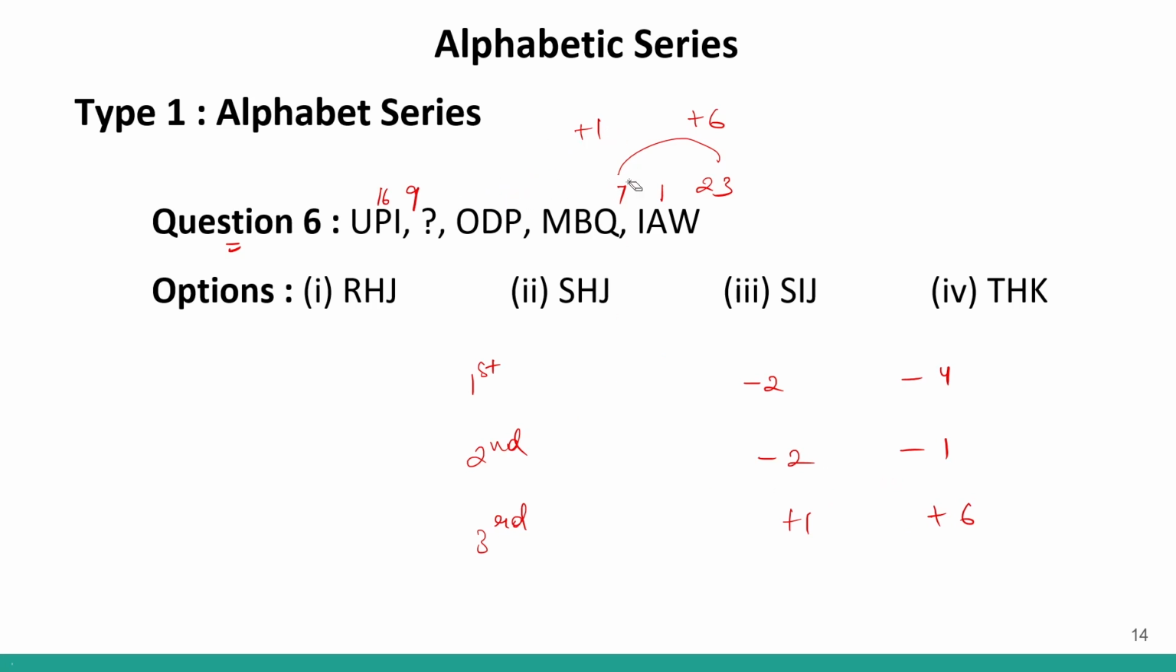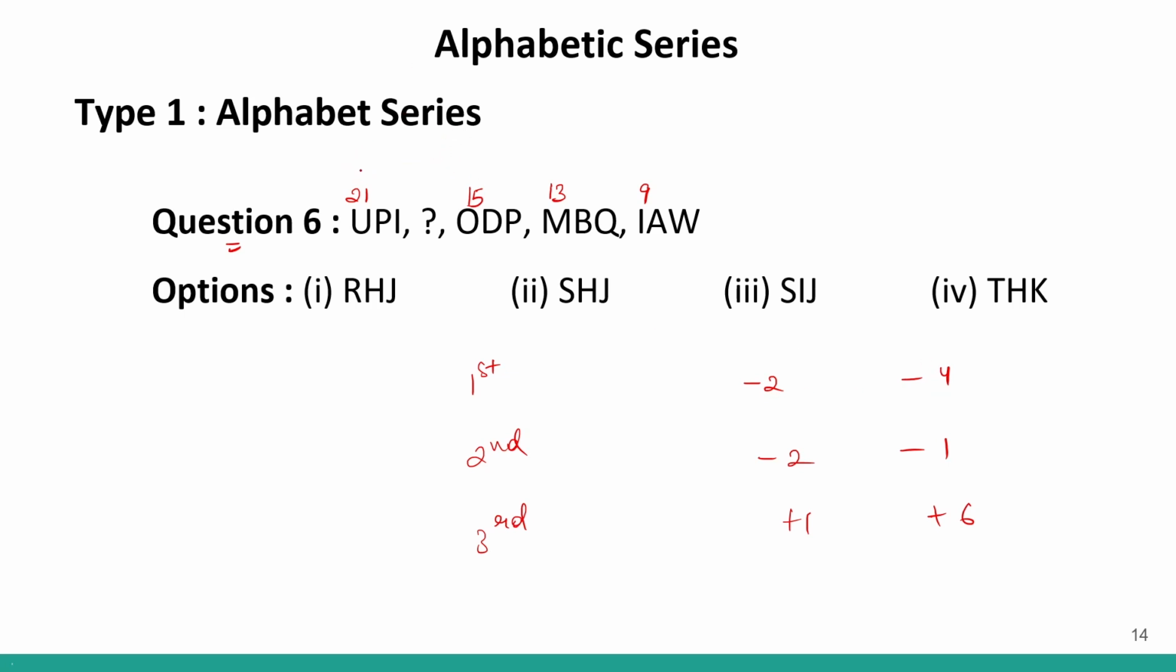Now let us see by putting alphabets or forward ranks. Coming back to the first letter, U was 21. This was 15. Correct? M is 13 and I is 9. Now, what is the gap between 21 and 15? The gap between 21 and 15 is 6. Correct? And over here, the gap between 15 and 9 was also 6. So maybe it is repeating the pattern of minus 2 and minus 4.